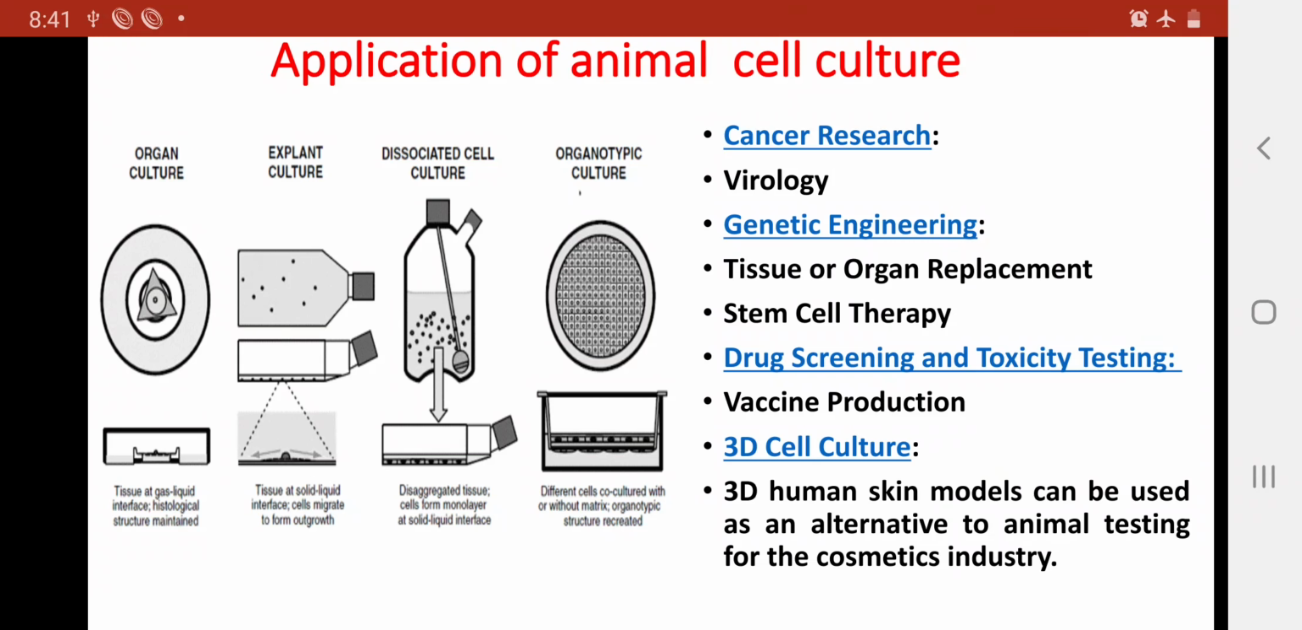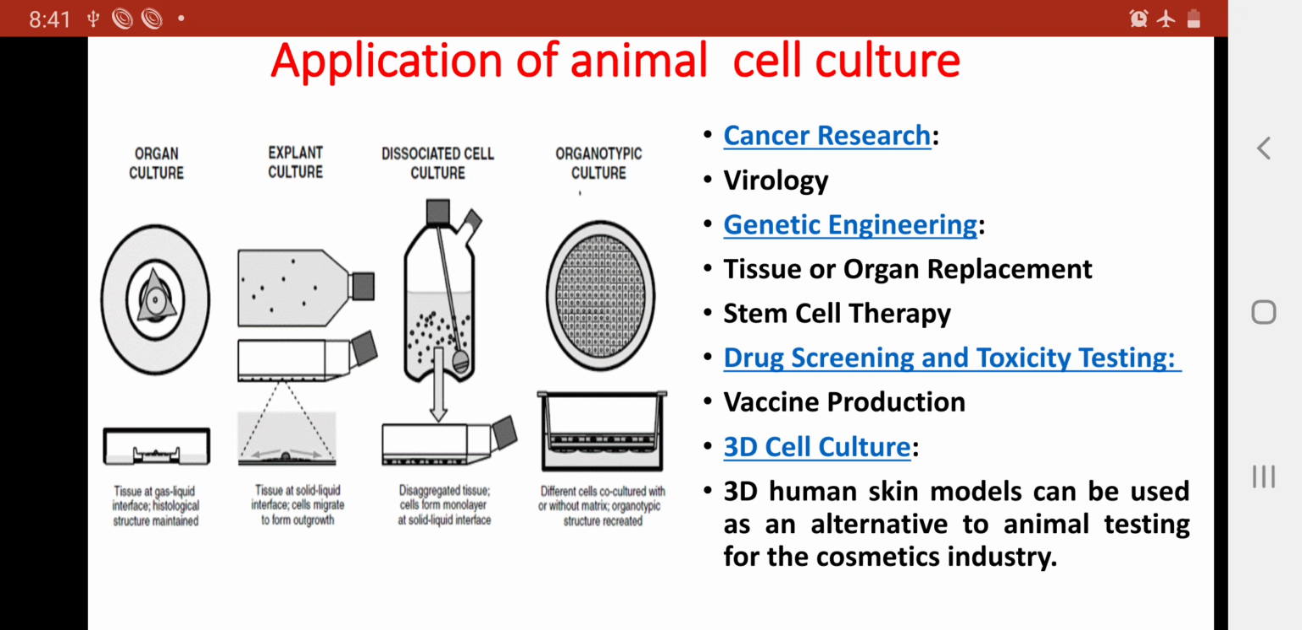Hello everyone. We discussed the application of animal cell culture in the last lecture. Now we are studying the application of cell culture in the study of gene expression. In that study, we discuss organ culture, explant culture and organotypic culture, all of this.